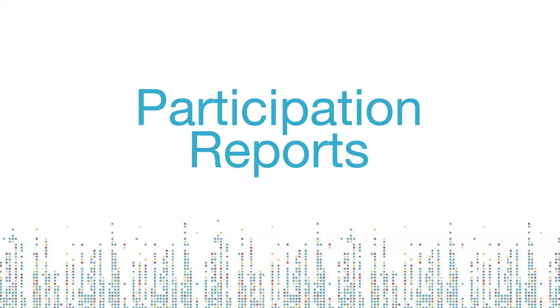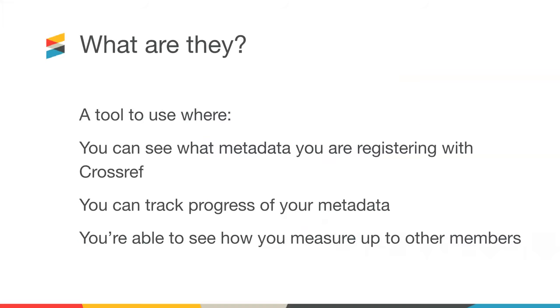So I'm now going to talk to you about a new tool that we've developed in the last year or so, which is called Participation Reports. First of all, I'll tell you a little bit more about the reports themselves. So what are they? They are a place where you can go to check what metadata you're registering with Crossref. They're open and they're free to use by anyone. So you can see what metadata you are sending. They allow you to track levels of metadata over time.